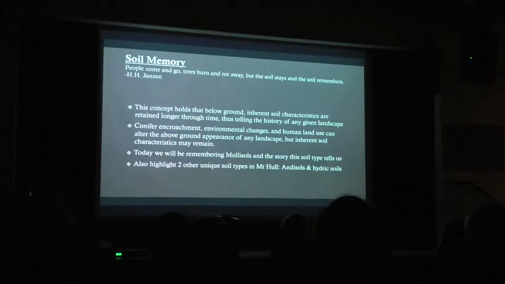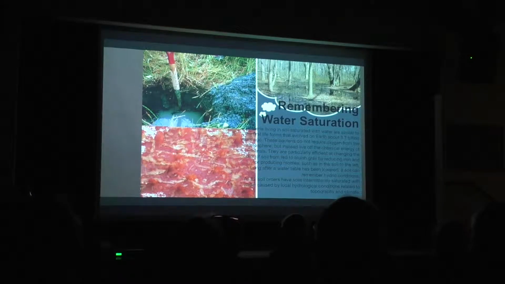And tonight we're going to be remembering the mollisol soil order and what that soil type tells us. And I'm going to also highlight two other unique soil types in the Mount Hall area, andisols, those are the volcanic ash cap soils. And I'll talk about hydric soils, those are wetland soils, and you can find those soils in any of the 12 soil orders. And they are very environmentally important, and we'll get to that.